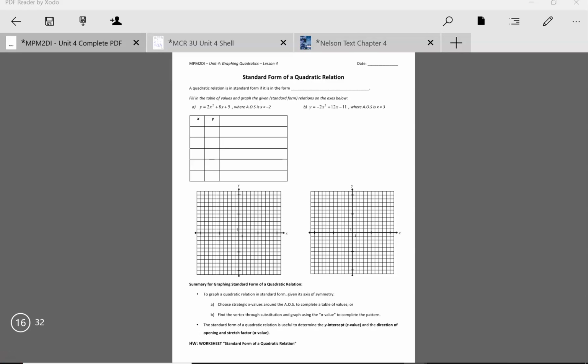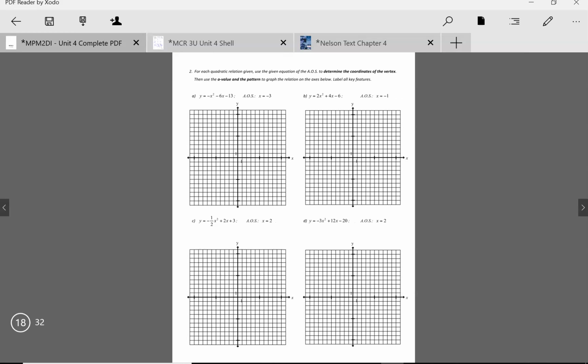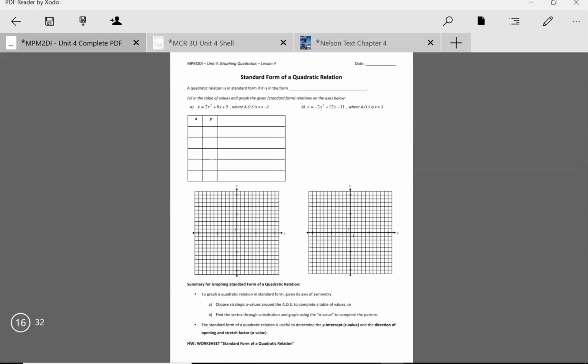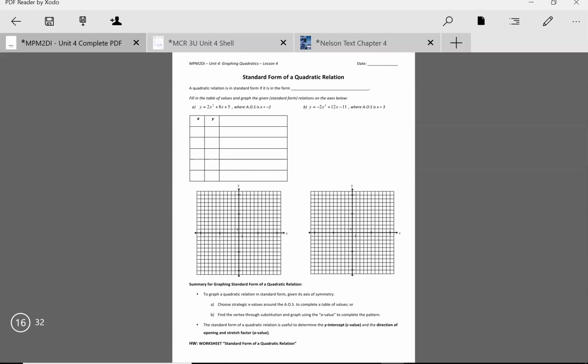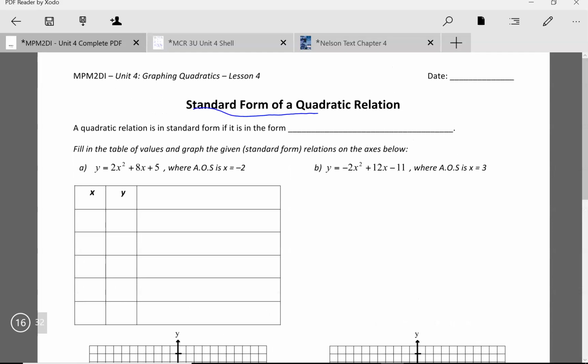Hello everybody and welcome back to lesson 4 of unit 4. This is going to be a fairly straightforward lesson, shouldn't take us too long. There is a lot of homework. As you can see, this is all going to be homework for you, this question on the worksheet, but this is not an incredibly complicated or difficult lesson, and it's talking about basically the standard form of a quadratic relation.